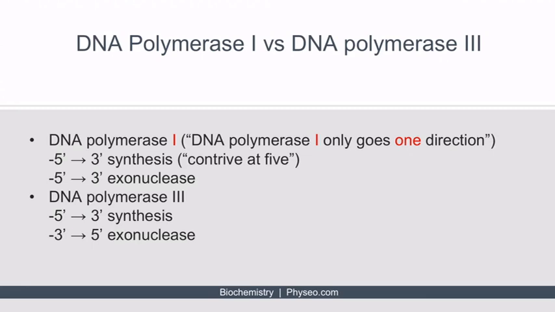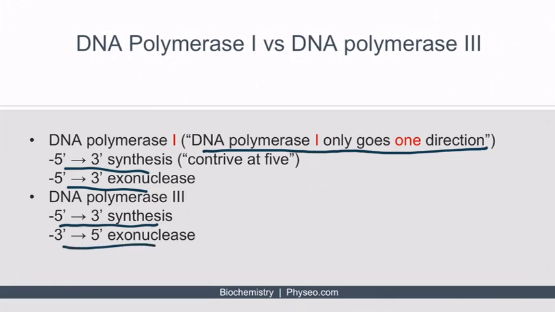The first mnemonic is DNA polymerase I only goes one direction. Notice that DNA polymerase I synthesizes and removes DNA by going in the 5' to 3' direction. So it synthesizes and it removes DNA in the 5' to 3' direction. DNA polymerase III, on the other hand, goes in 2 directions. It synthesizes DNA in the 5' to 3' direction and removes DNA in the 3' to 5' direction. So remember, DNA polymerase I only goes in one direction. If you remember this, you should be able to remember that DNA polymerase III goes in multiple directions.